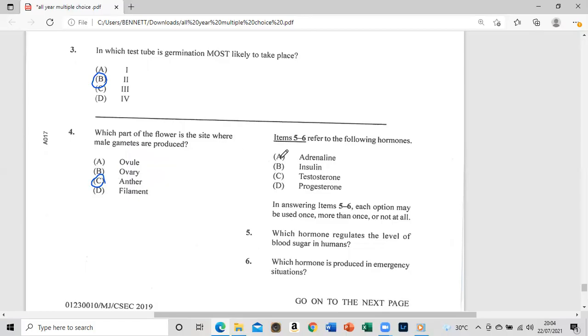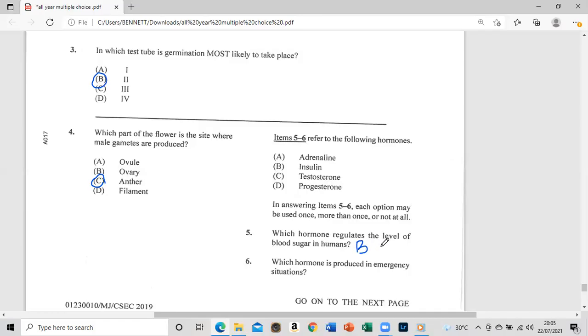Items 5 and 6 refer to the following hormones: adrenaline, insulin, testosterone, and progesterone. In answering 5 to 6, each option may be used once, more than once, or not at all. So if you think the answer can repeat, you can repeat it. Which hormone regulates the level of blood sugar in humans? That would be insulin. So 5 would be B, insulin.